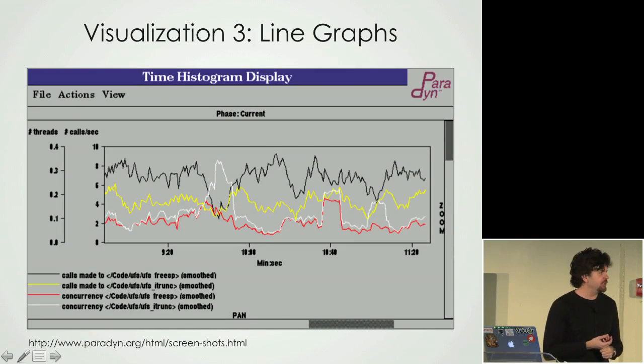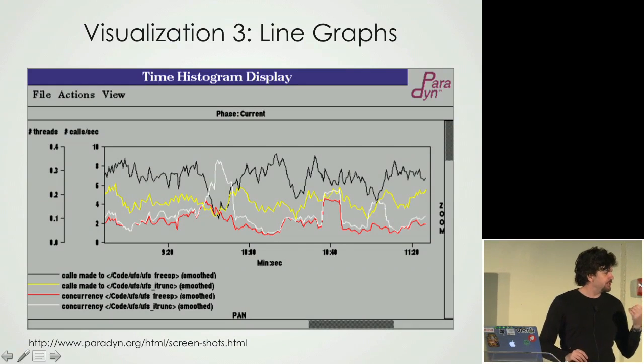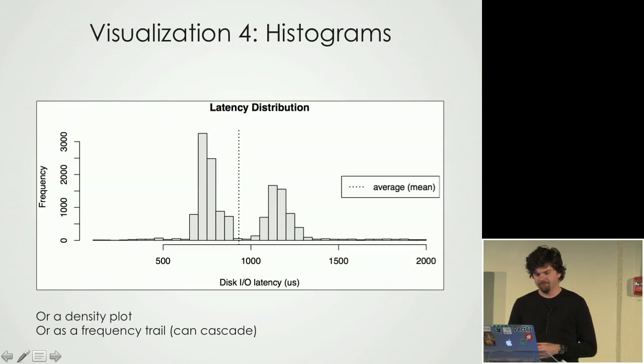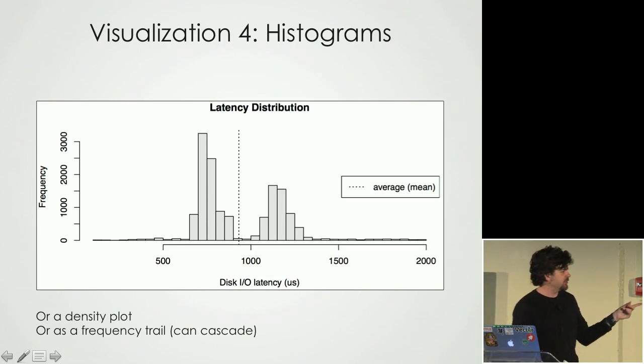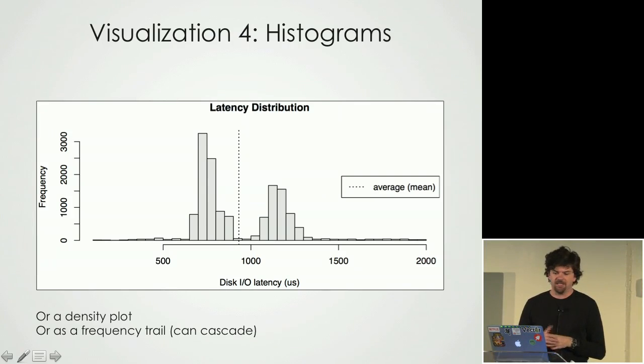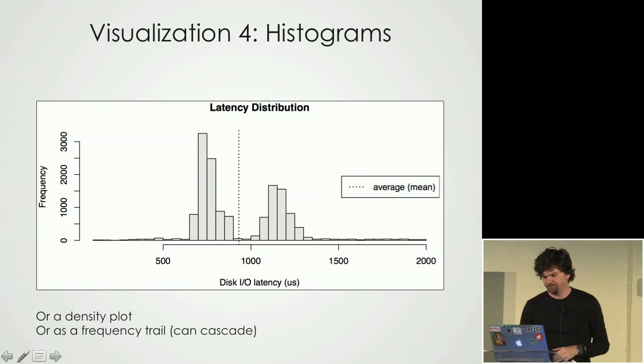Line graphs is another visualization template. This is an ancient tracing tool that actually used line graphs, a dynamic tracer from the 90s. But maybe that has a role for the GUIs you're building. Histograms, similar to what I had at the command line with the distributions. This histogram is bimodal, and that's really valuable to investigate and to see, say, tail call latency and outliers.